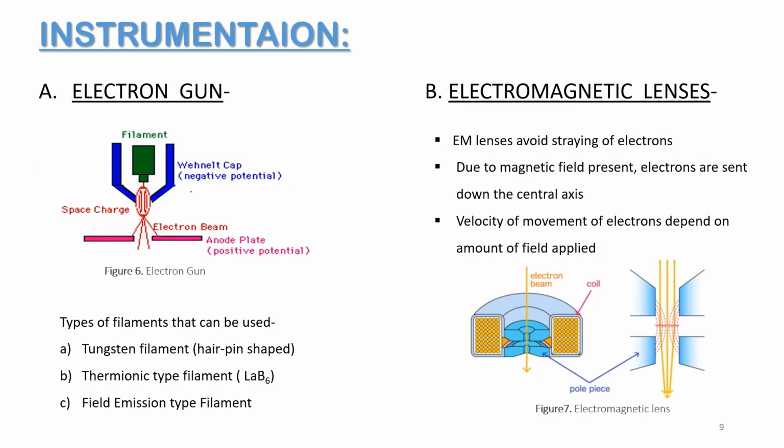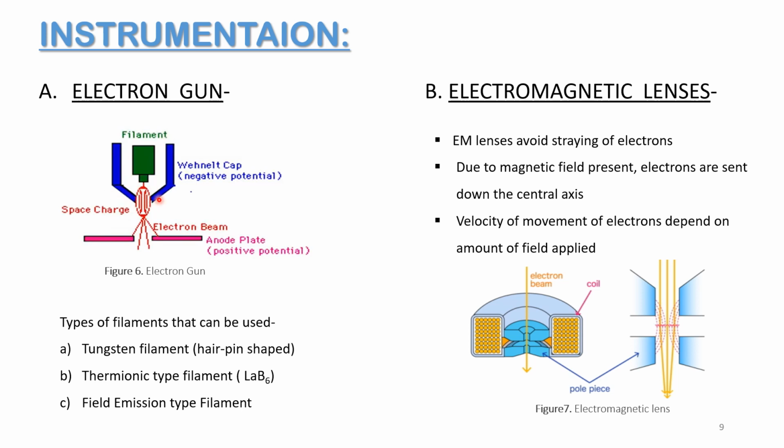Next, let's come to the instrumentation part of the SEM. The instruments of the SEM include the electron gun, which acts as the source of the electron beam. The electrons which are discharged from the filament move down through the Wehnelt cap, which has a negative potential applied to it. The filament acts as the electron source. As electric current is applied to the filament, it generates electrons, and the charge gets built up, and this Wehnelt cap has negative potential applied to it, so it keeps electrons away from it.